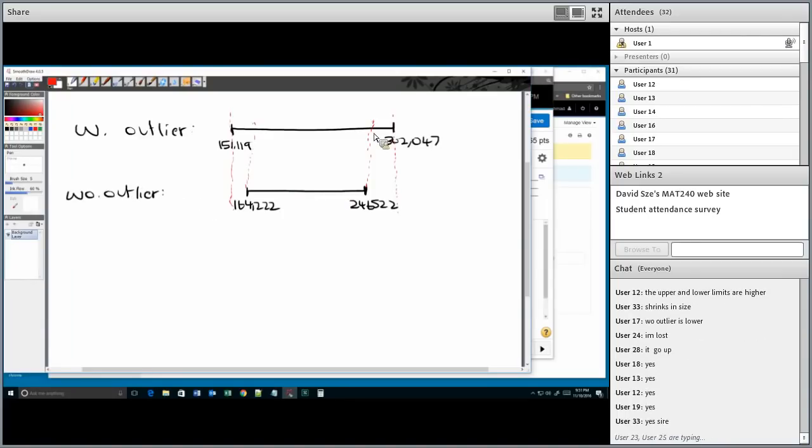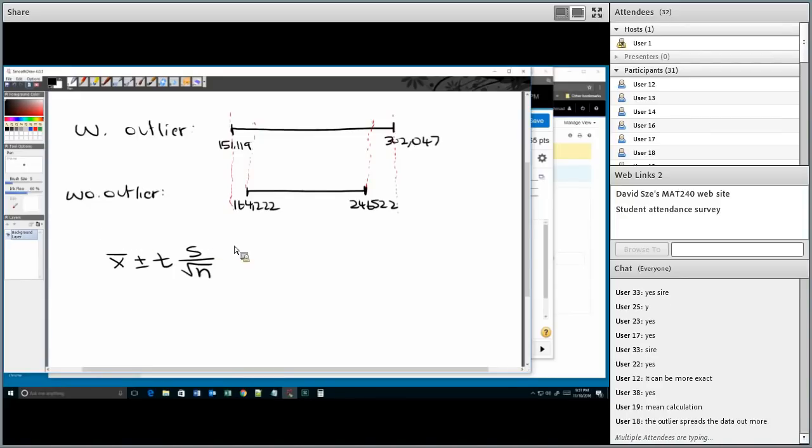Okay, so now what do you think why that is? Why is that true? Let me put down the formula for what we just calculated. This is the formula for the confidence interval. Why is it that it's narrower without the outlier? There's something in this formula that's causing this to be narrower.